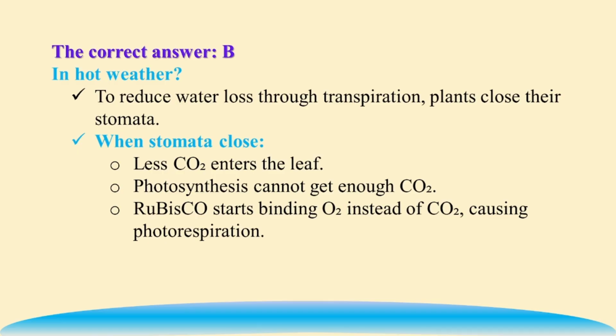The correct answer is B. In hot conditions, plants close their stomata to reduce water loss. As a result, less carbon dioxide enters the leaf. When carbon dioxide becomes scarce, Rubisco starts binding oxygen instead of carbon dioxide. This leads to photorespiration.